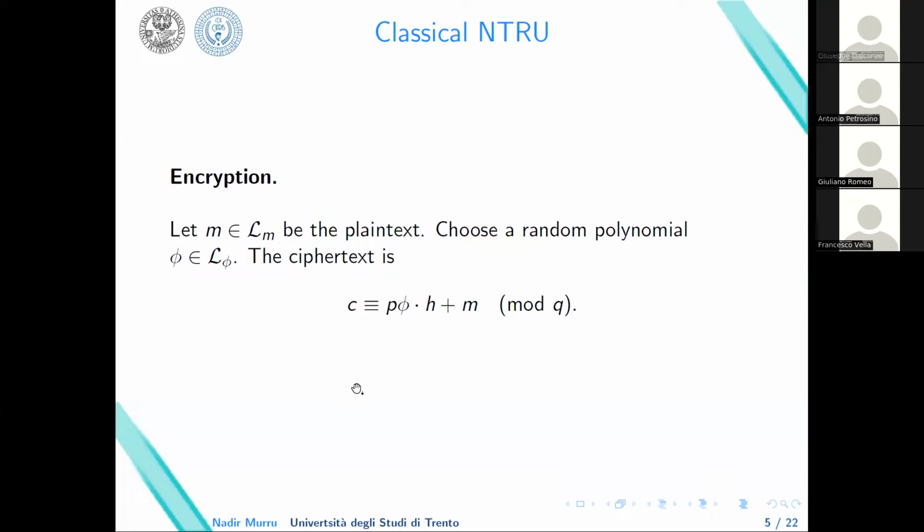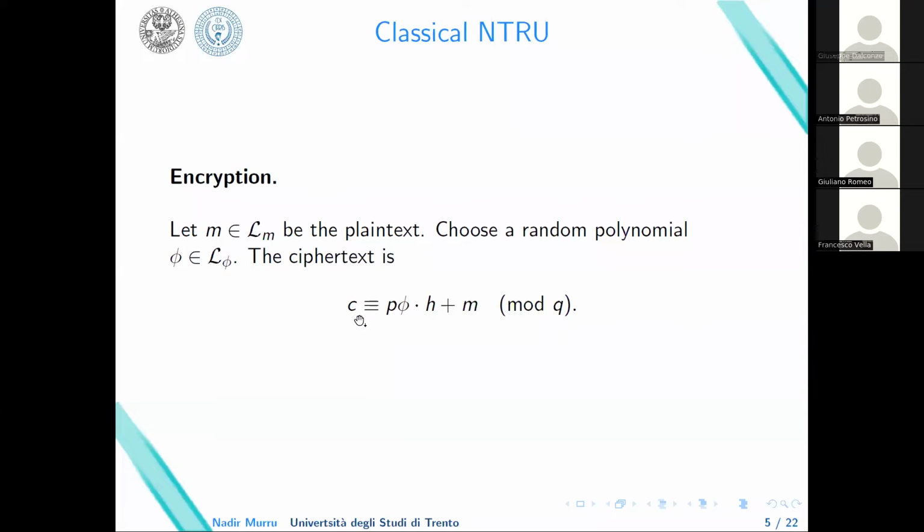Okay, so let's see the encryption procedure. First of all, let's note that this set LM that we introduced before is the set of the plain text. And we take plain text in this set. For encrypting this plain text, we have to choose a random polynomial phi in this other set. And so one can evaluate the ciphertext exploiting the public key h.